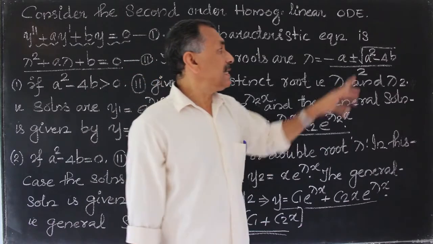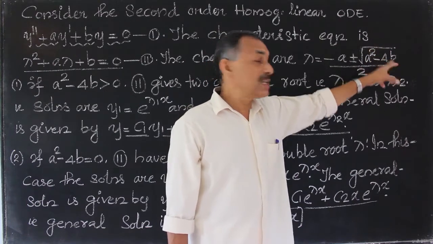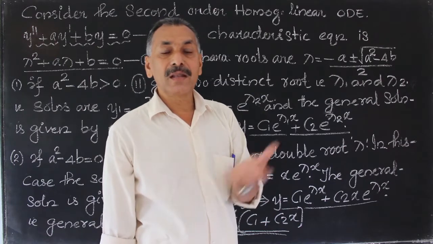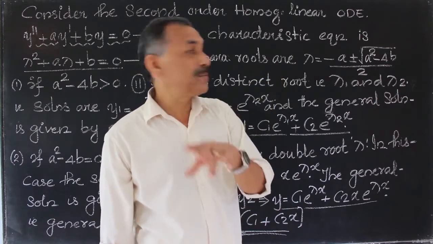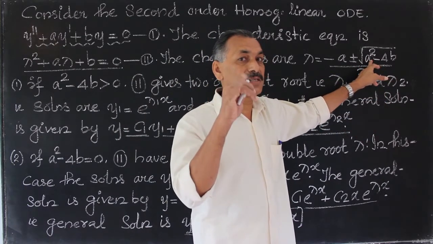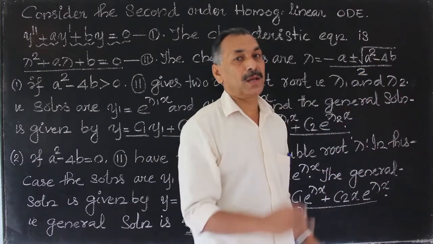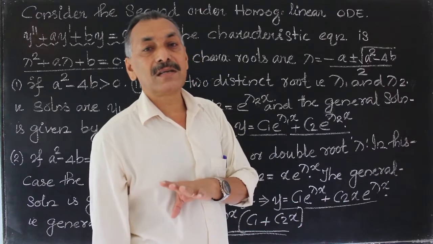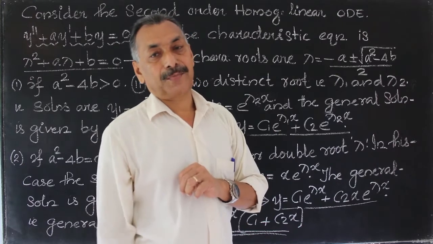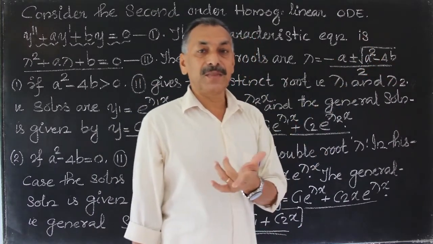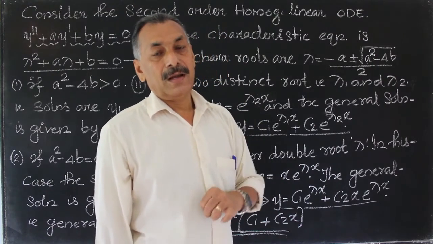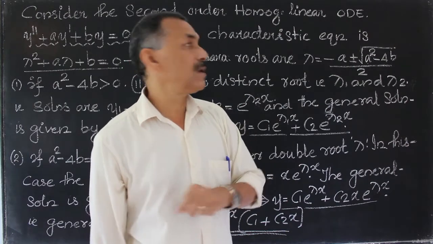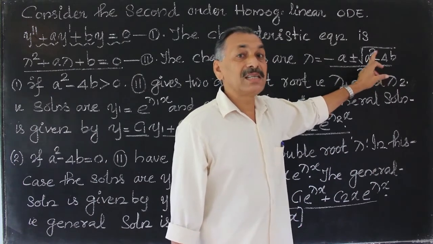Now, what is the discriminant in this expression? The discriminant is a² - 4b. If a² - 4b is greater than 0, that is positive, then the given equation has two distinct roots. If a² - 4b is equal to 0, then the equation has two repeated roots, or double roots. If it is negative, then the equation has imaginary roots. So the roots can be real and distinct, repeated, or complex, depending on the discriminant.